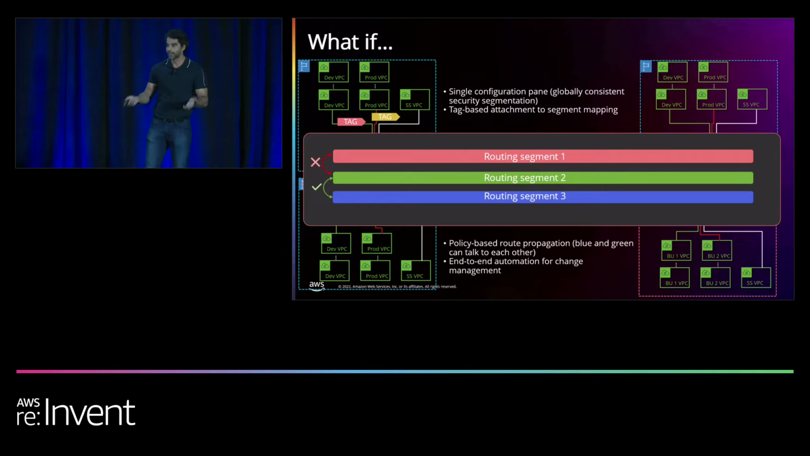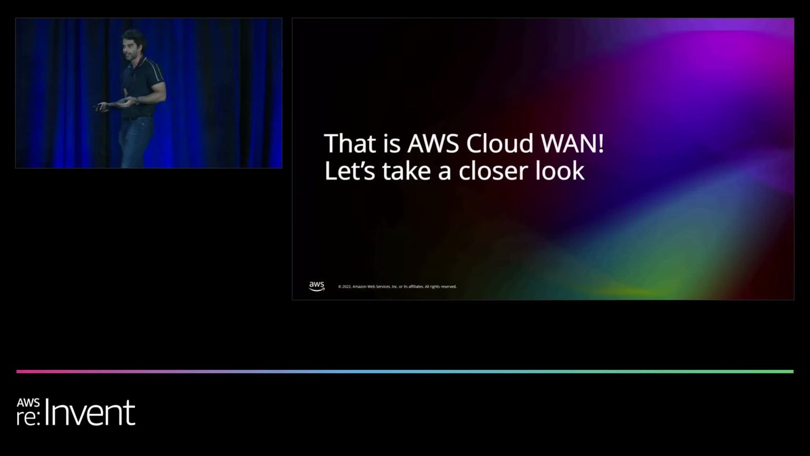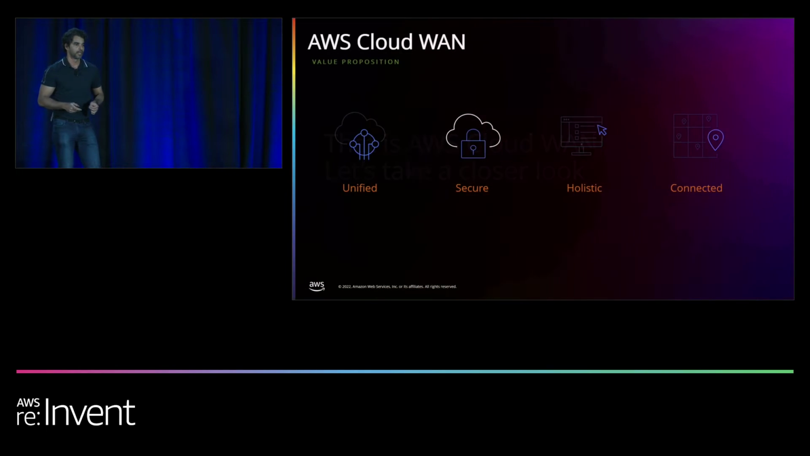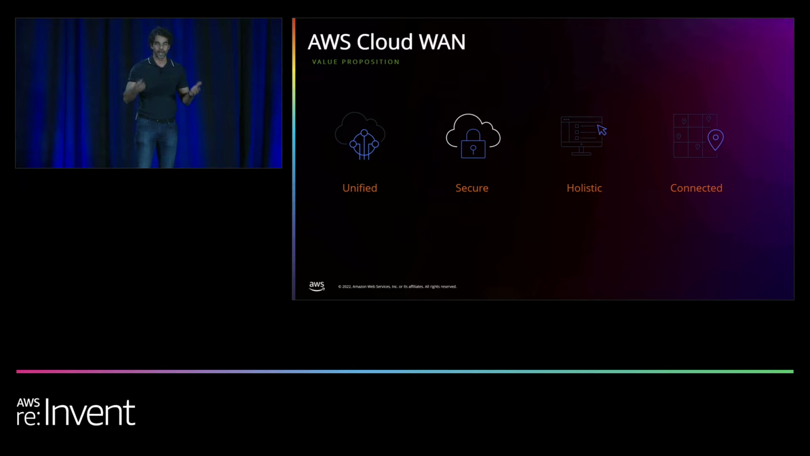You might have guessed it by now. This is what we are talking about, right? It's Cloud WAN. So that's the value which Cloud WAN provides. Cloud WAN is a service which makes it really simple to create global WAN networks on AWS and connect your on-premises data center, branch offices, as well as cloud resources.